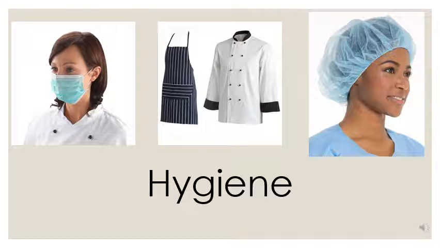hygienic clothing. Wearing a hairnet, whether you are working in a hospital or in a restaurant, can provide a level of hygiene. Wearing white scrubs or chef's uniform can also provide a level of hygiene. And the third example of wearing a surgical mask can provide another level of hygiene in your clothing.